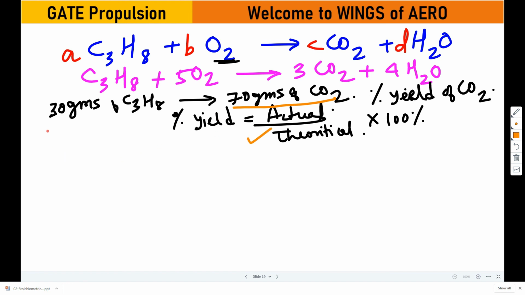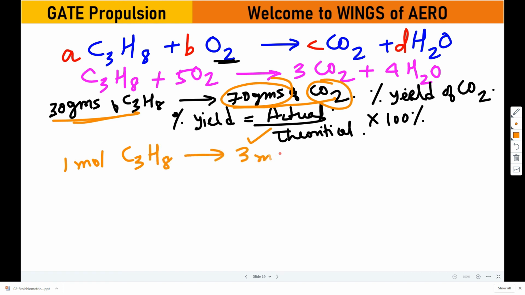Now after solving you will get the percentage of yield. Okay, now what you have to find, they have given in terms of grams. That means this much amount of C3H8 you have to find or correlate in terms of CO2. So from this equation, can I say 1 mole of C3H8 will give 3 mole of CO2, right? Now what is the number of moles if we have 30 grams?